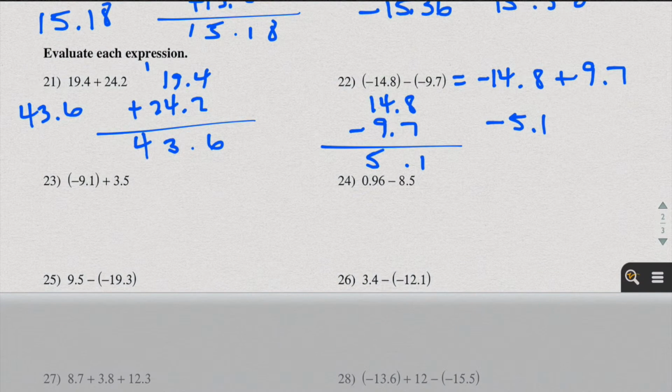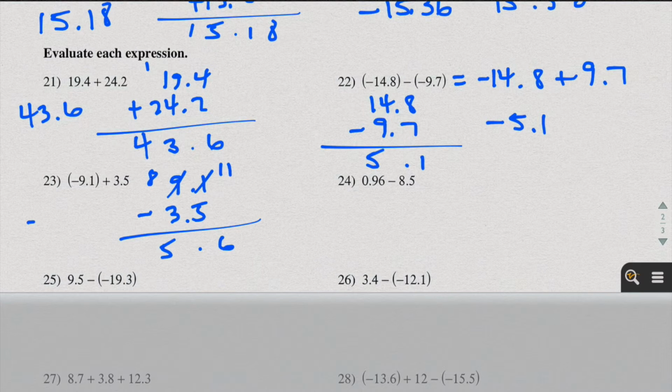Okay, number 23. Negative 9.1 plus 3.5. Because the signs are different, we're going to find the difference between the two, so we do 9.1 minus 3.5. This becomes 11, 9 becomes an 8, 11 minus 5 is 6, bring down the decimal, 8 minus 3 is 5, so we get 5.6. We have to use a negative because the 9.1 is greater than the 3.5, so we get negative 5.6.